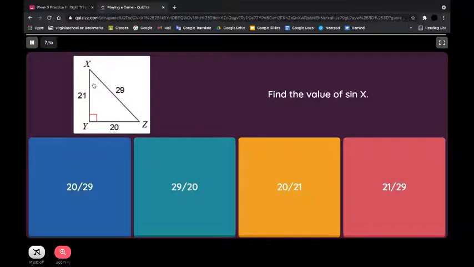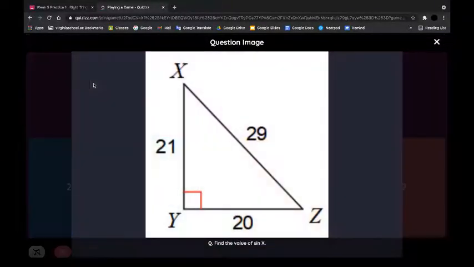Find the value of the sine of x. So the formula is going to be opposite over hypotenuse. The opposite of angle x is 20 and the hypotenuse of this triangle is 29. So it's 20 over 29.